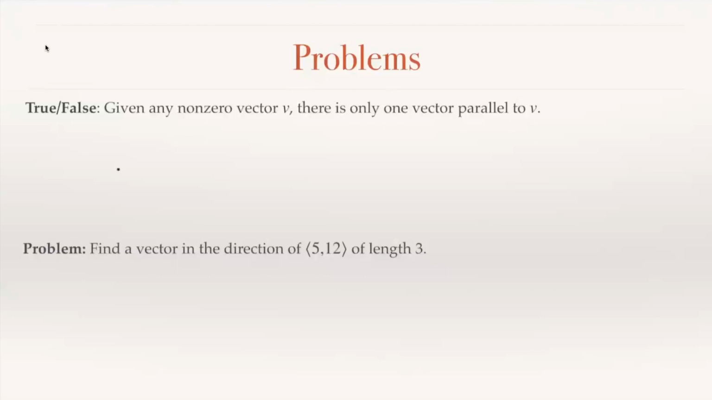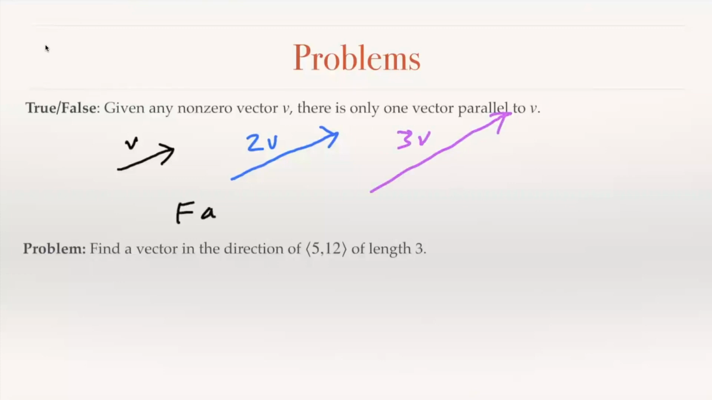So let's visualize this. Here is a vector v. Can we imagine more than one vector parallel to v? Remember that two vectors are parallel if one is a scalar multiple of the other. So maybe we can imagine 2v, that's parallel. And then we can also maybe imagine 3v or negative v. So 3v is also parallel, and that's two distinct vectors, both of which are parallel. So this is very false. And remember that we could also go in the negative direction. So that's negative v, that's also parallel.